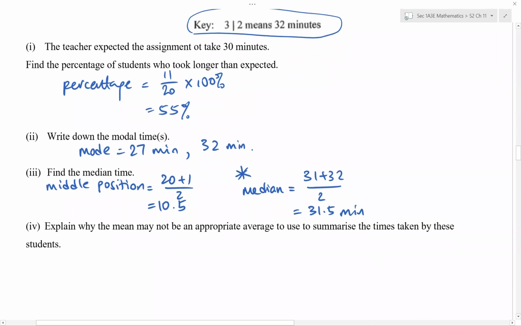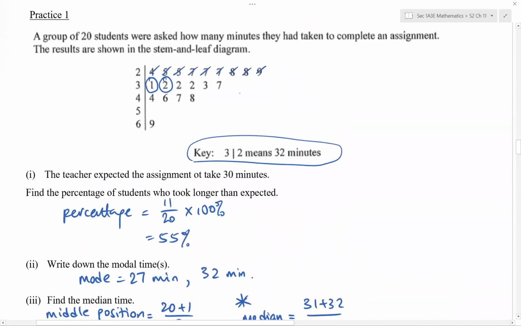Now explain why the mean may not be an appropriate average to use to summarize the times taken by these students. Every time we talk about appropriateness of measures of central tendency, always look out for outliers, because whenever there are outliers, they will affect the mean. Either they'll pull the mean up or they'll pull the mean down. And whenever that happens, the more appropriate measure to use is actually the median. So now we can see from the distribution, there is one outlier. Okay, just one person who took really long time, 69 minutes.